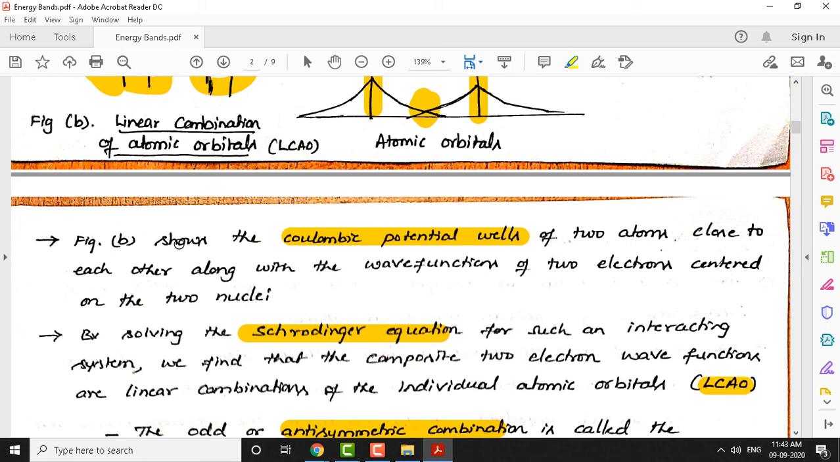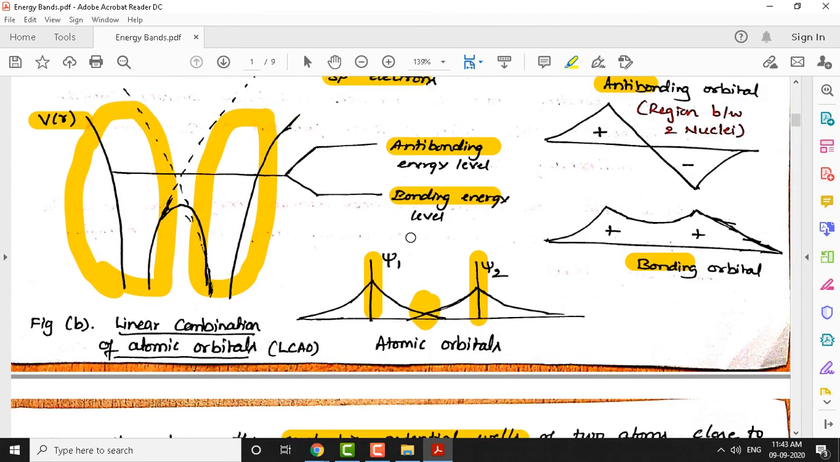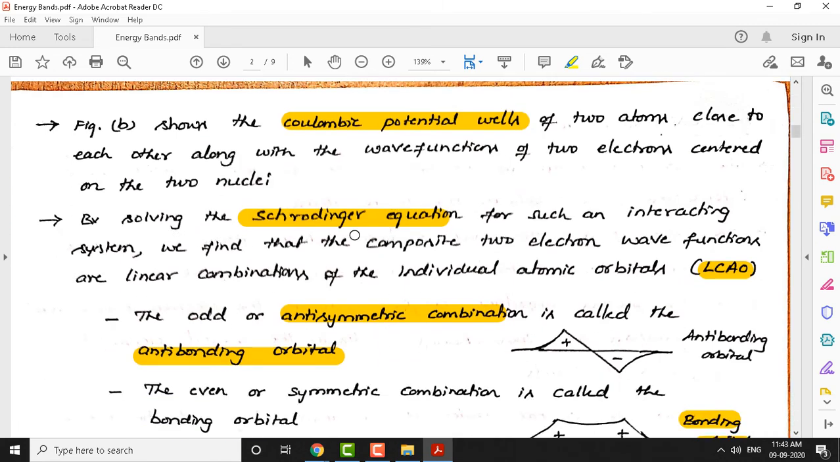Also, figure B shows the Coulombic potential well of two atoms which are close to each other, along with the wave functions of two electrons centered on the two nuclei. Even though in our example we have shown two atoms, in practice you have to draw this for multiple atoms. By solving the Schrödinger equation, as we mentioned in the earlier class, it will tell you the probability of electrons where they are residing.